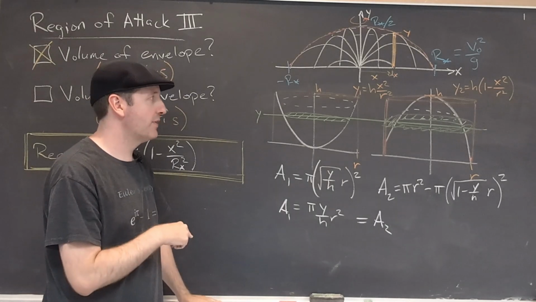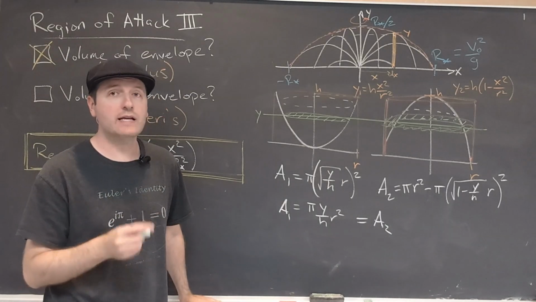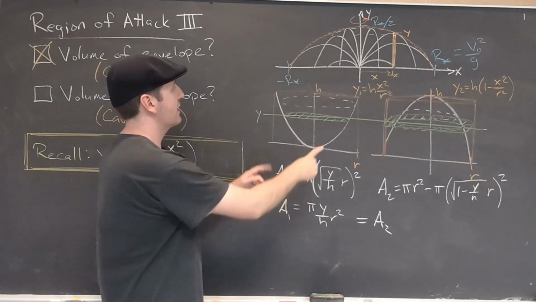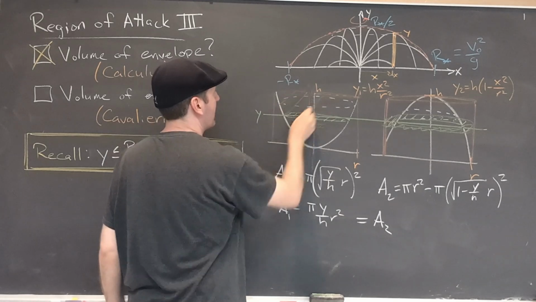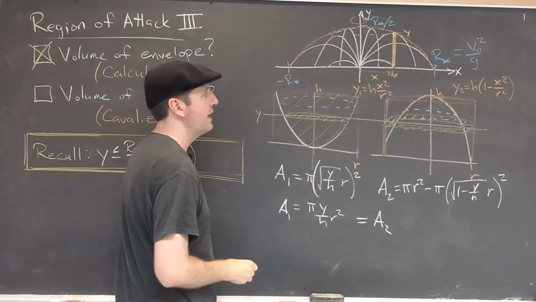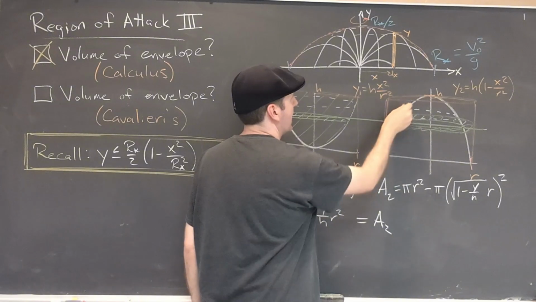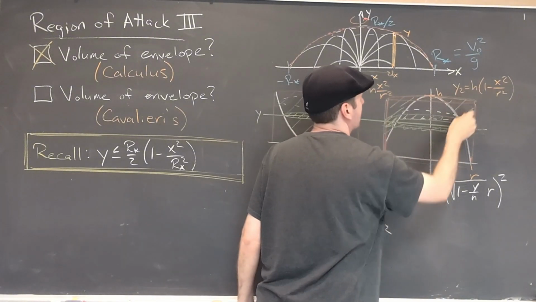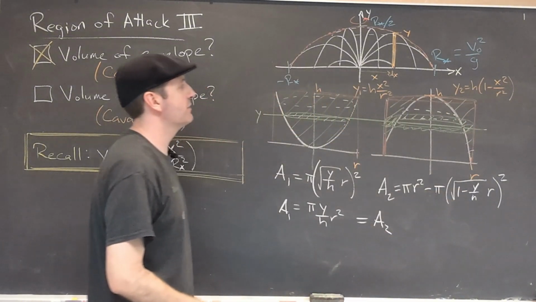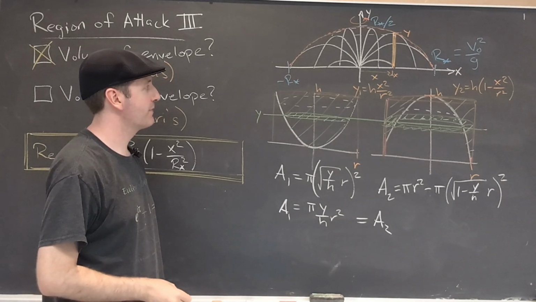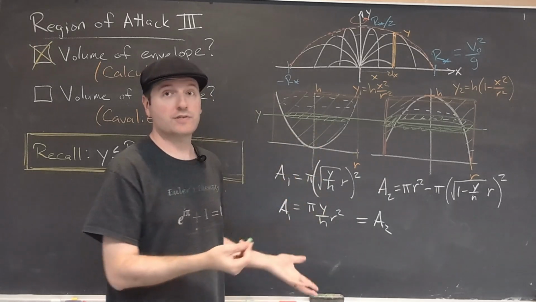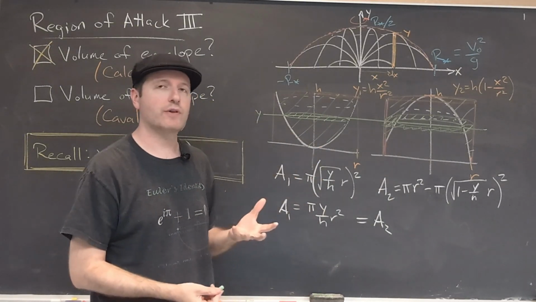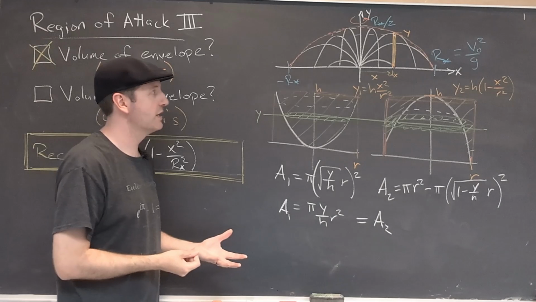By Cavalieri's principle, that means those two volumes are equal. Which volumes am I talking about? I'm talking about the volume that is contained inside of this paraboloid and the volume that is outside of this paraboloid. Those two volumes are equal to each other. But notice that this paraboloid and this paraboloid are the same paraboloid. One's just turned over. They do have the same volume themselves.